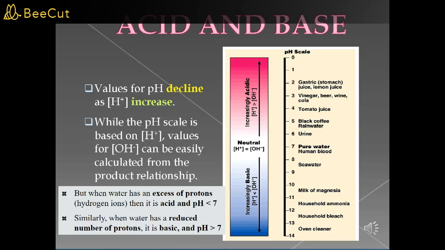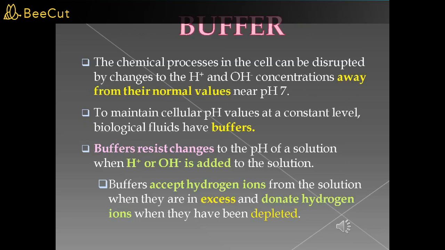Okay, I will explain about buffer. This is the most important part, yeah? So what is a buffer? A buffer is any chemical that can resist changes in the pH value of a solution when hydrogen ion or hydroxide ion, basically acid or base, is added to the solution. This means when any base or any acid is added to the solution, the buffer helps to maintain cellular pH values at a constant level.